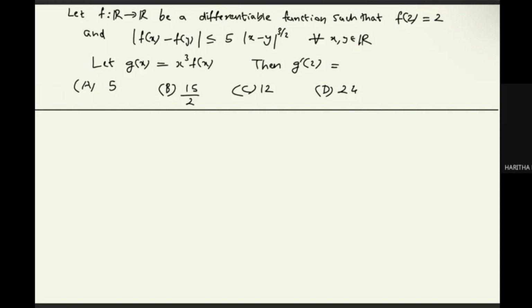Let us see what is given to you. Every time you see a problem, just look at the conditions given to you. It's very important. So what is given? f from R to R is a differentiable function, and f of 2 is 2. That is the information given to you. Another thing is this inequality: modulus of f of x minus f of y is less than or equal to 5 times mod x minus y to the power 3 by 2.